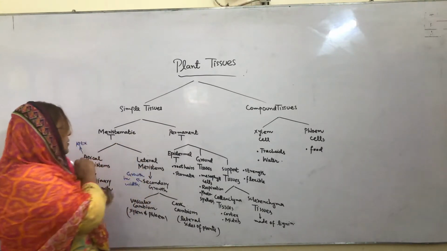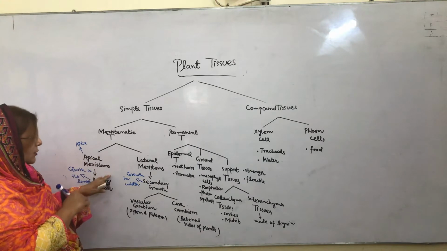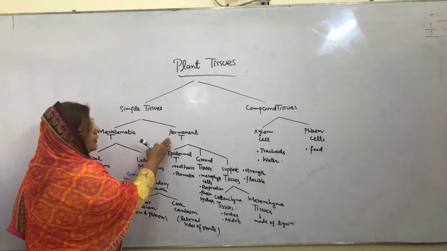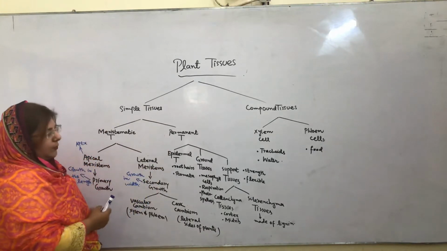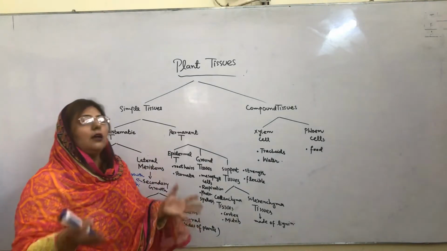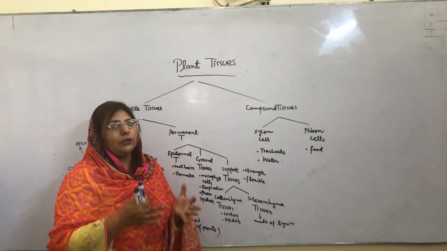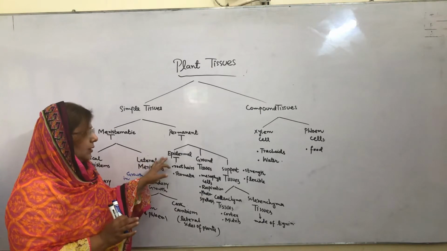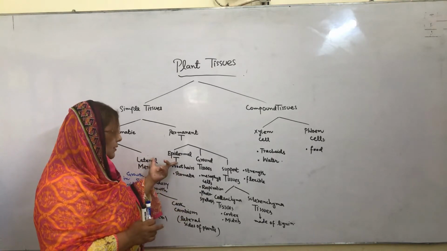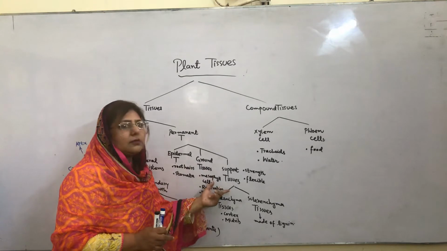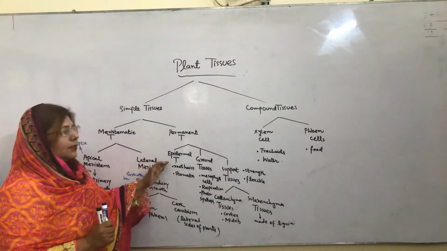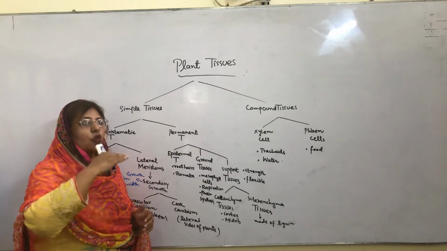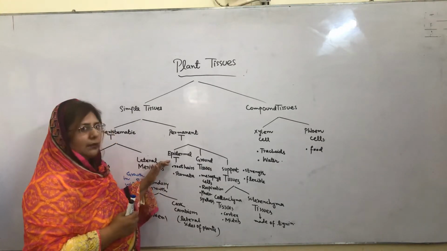Then in simple tissues, we have discussed meristematic tissues and their parts. Now we will discuss simple tissues again, but its second part, which is called permanent tissues. They are called permanent tissues because they are the permanent part of the plant, we cannot avoid them at any cost. Permanent tissue is further divided into three parts: epidermal tissues, ground tissues and vascular tissues. First is epidermal tissue. Epidermal tissue is the outer layer of the plant. The top layer of the plant is called epidermal tissue.